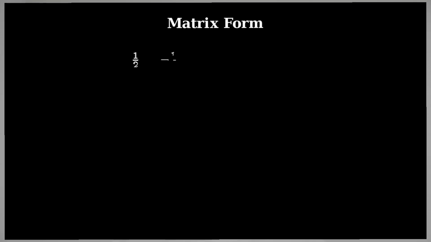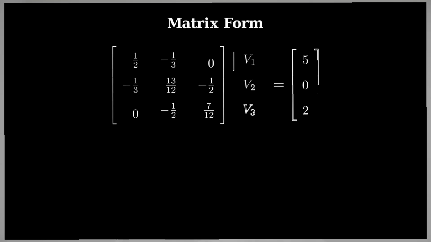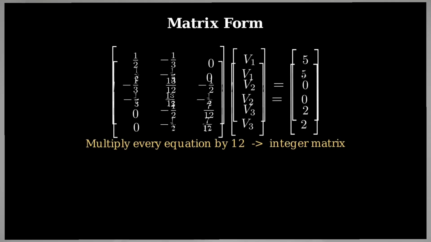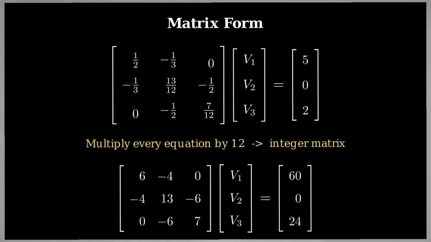Using the three KCL equations, the matrix form is as shown on the screen. This is exactly AX equals B. To make calculation easier, we multiply each equation by 12. This gives an equivalent system as shown on the screen. This step does not change the solution. It only removes fractions and makes the system easier to solve.